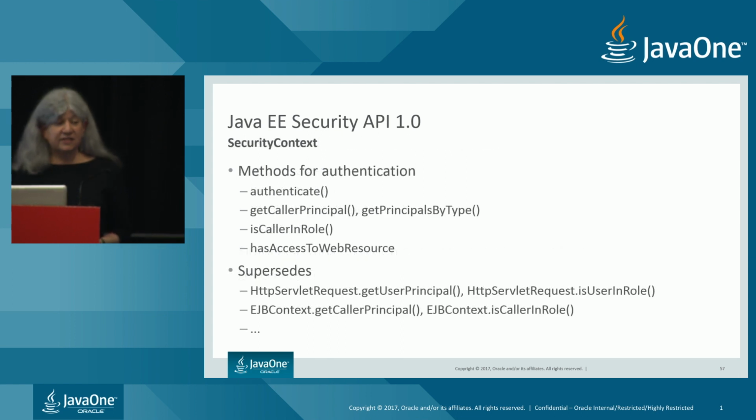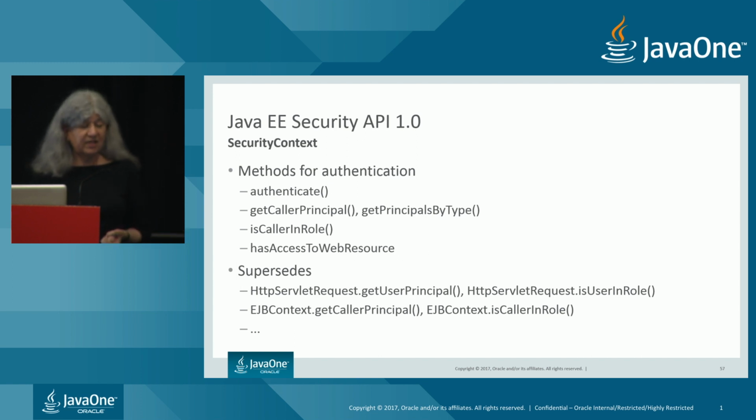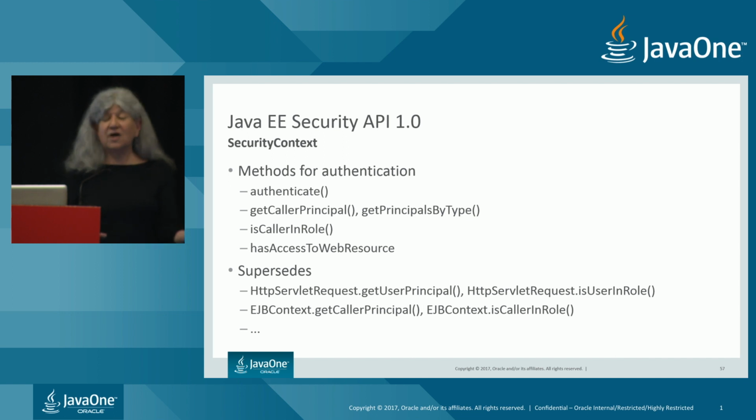So security context has methods for authentication. Authenticate would be used in the web tier. Get caller principal, get principals by type, and is caller in role. If you're familiar with the Servlet and EJB specs, you'll notice that we didn't have uniform naming across these APIs, which is generally a source of confusion and typos when you're trying to write your applications. So these are intended to supersede the existing inconsistently named methods, which of course you can still use, to have a common API across the different container types.